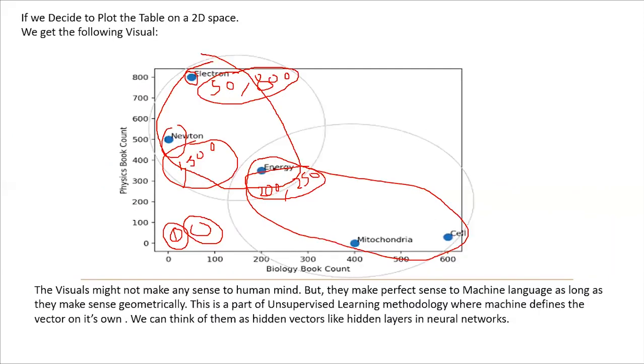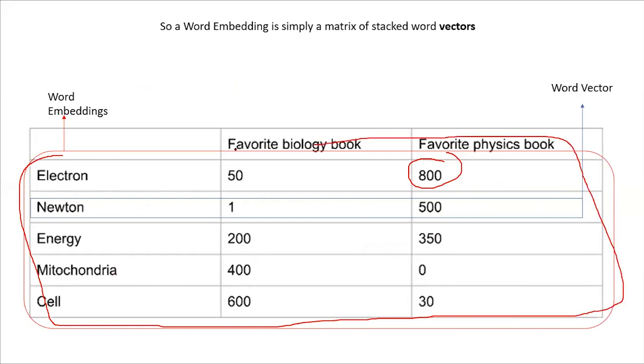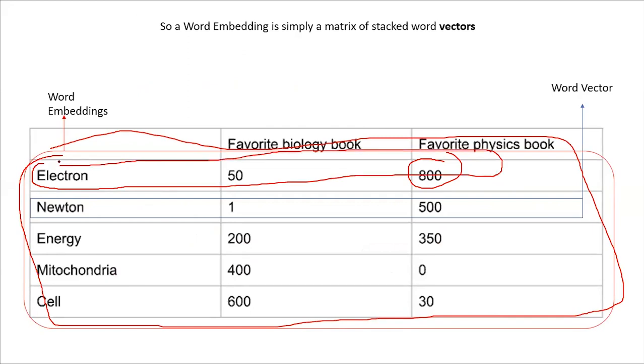Now coming back, what are word embeddings? Basically, the whole set of word vectors for a particular document is the word embeddings. For a single word like electron, it would be a word vector. For all of the vocabulary of those documents, it would be word embeddings. So when you are trying to run any machine learning NLP task on text data, you will use word embeddings in the first place. And the first step would be to convert the text data into a numerical representation.